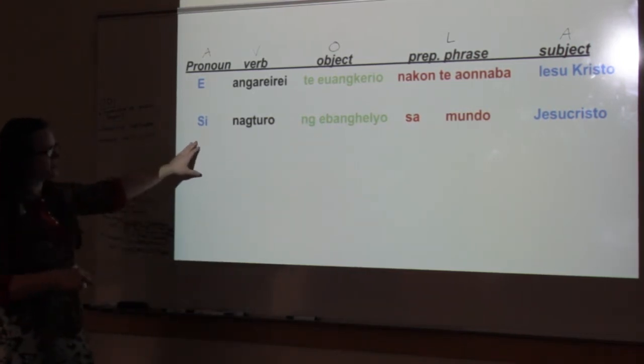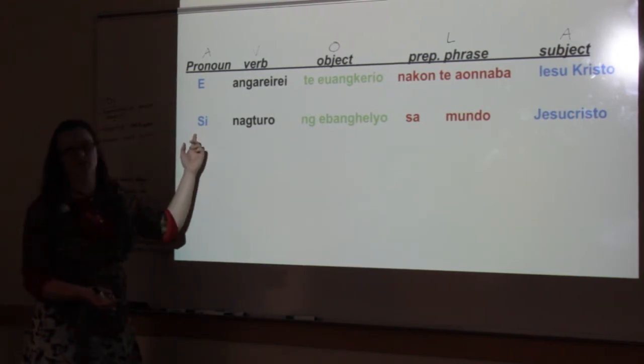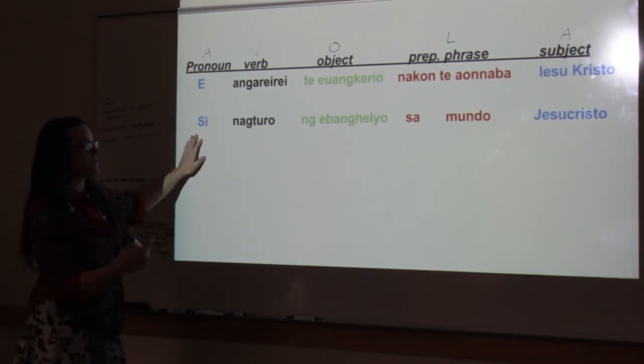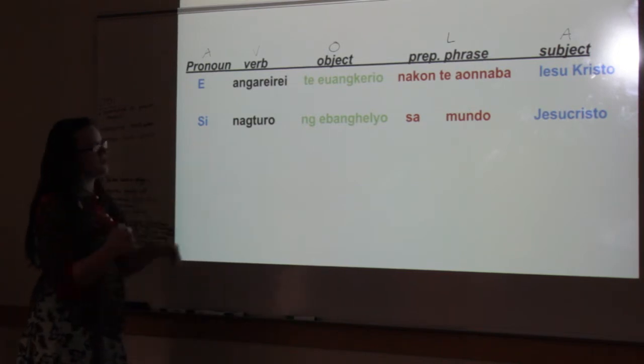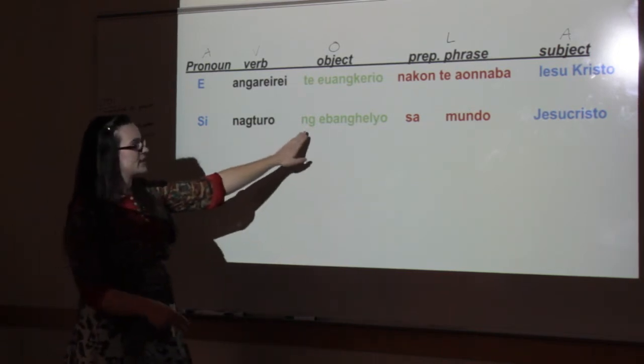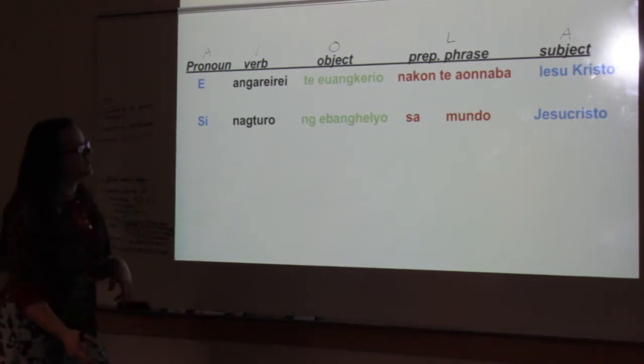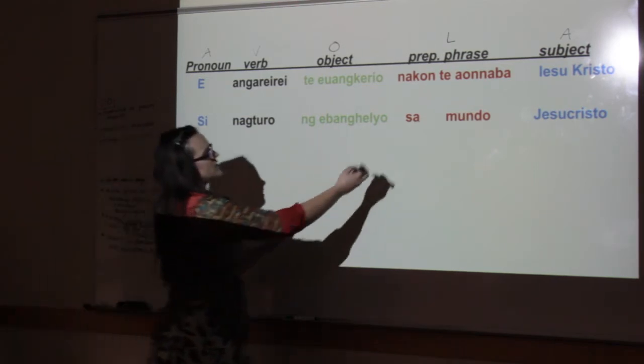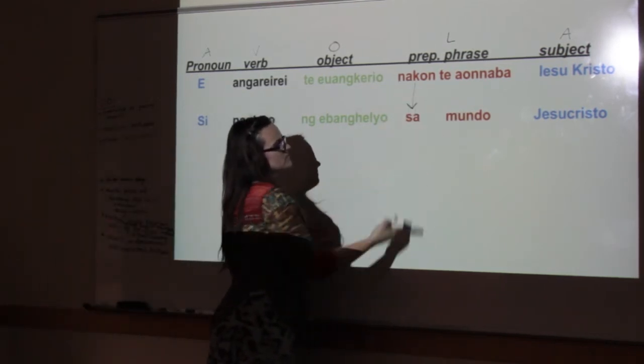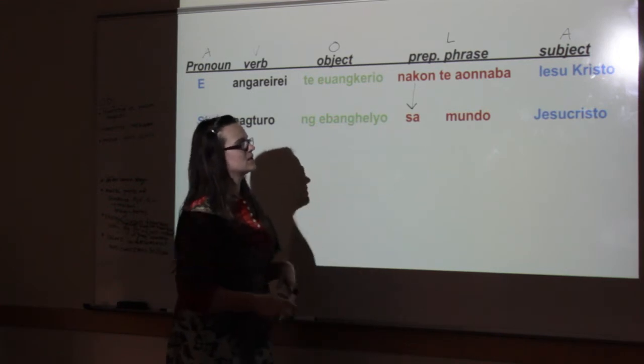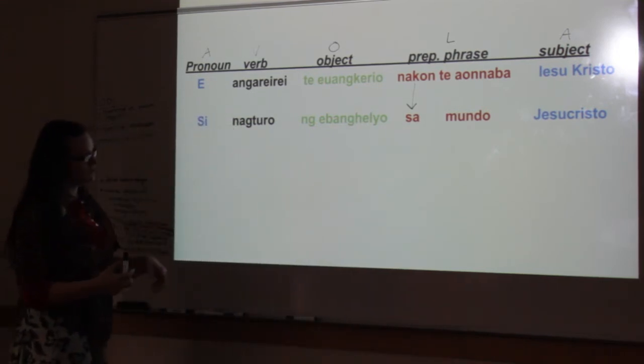And then starting with the actor, help them identify why they would use the C marker, the name marker for Jesus Christ, why they would put a nang on gospel, and sa. And you can even help them see that nakon is the same as sa, just to help confirm their vocabulary in Tagalog.